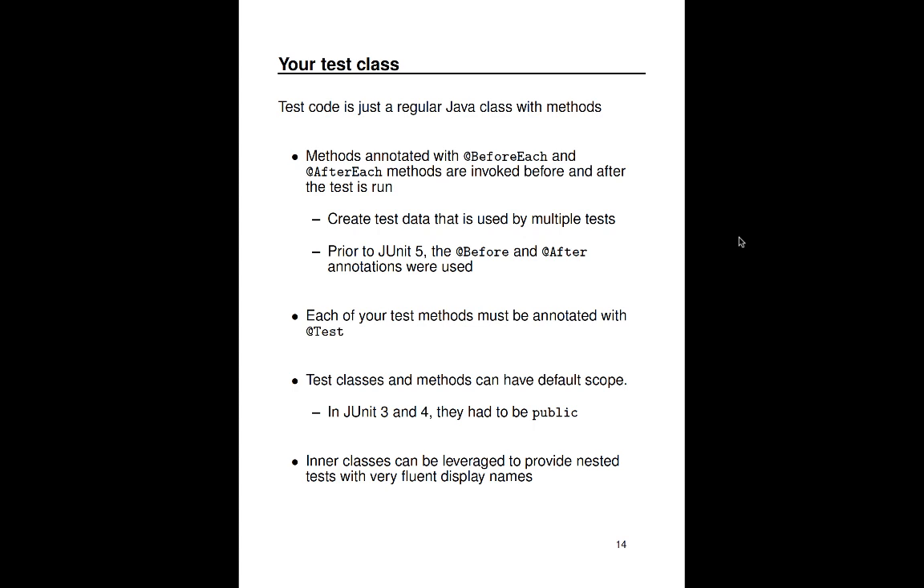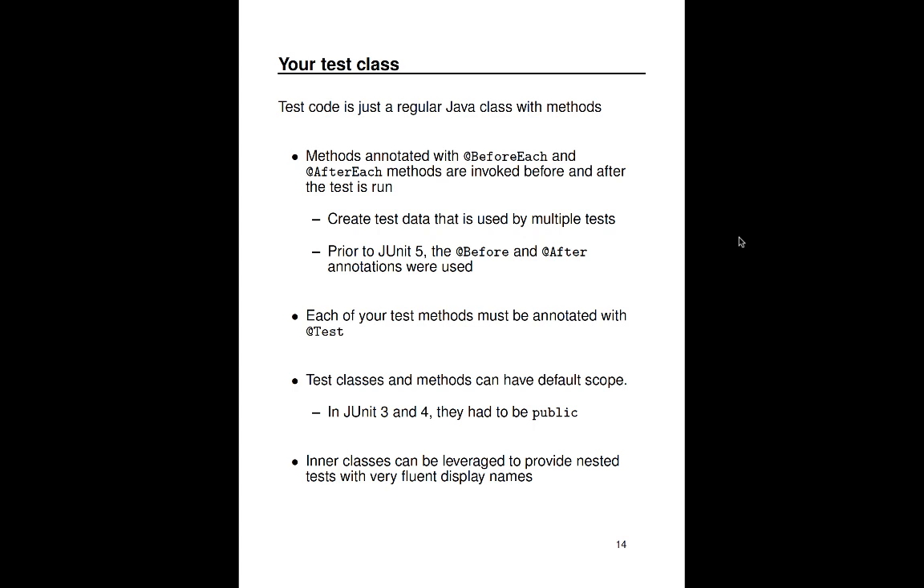Each of your test methods must be annotated with @Test. That is the direction to the test framework that lets it know that these are the methods that ought to be run. A test class or a test method can have default scope, meaning they don't have public or private or anything. This is basically package level protection. They can be in default scope in JUnit 5. In JUnit 3 and JUnit 4, they had to be public. This doesn't seem like a big deal, but it's kind of nice just to be able to remove that word public from all of your class and method declarations.